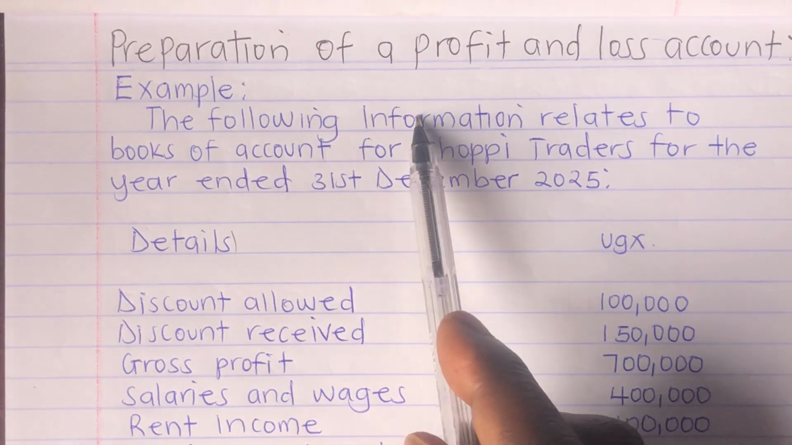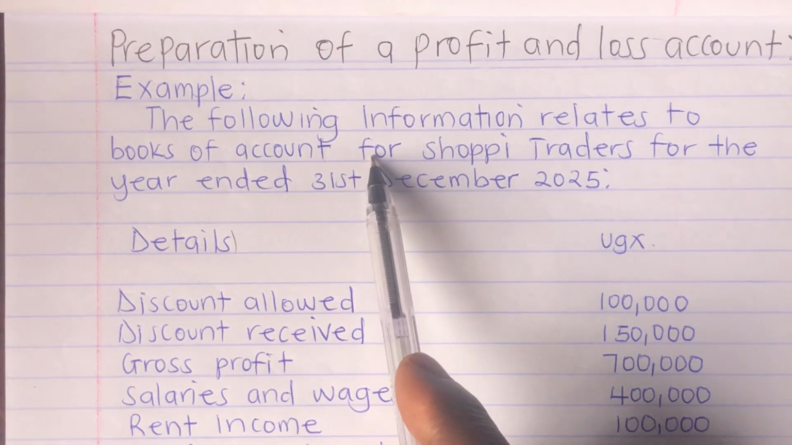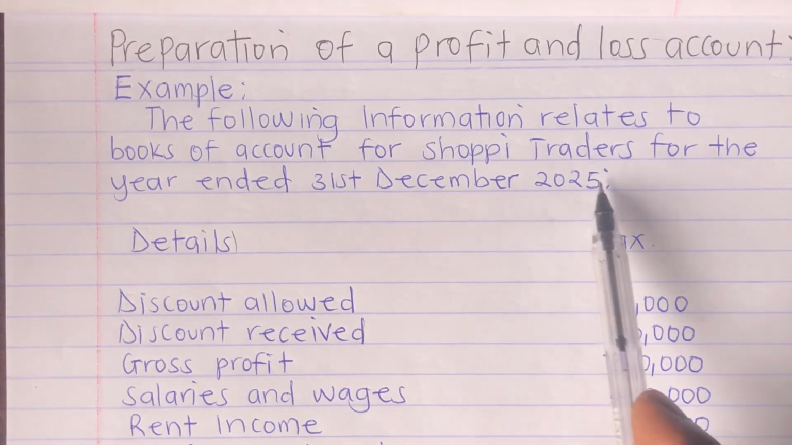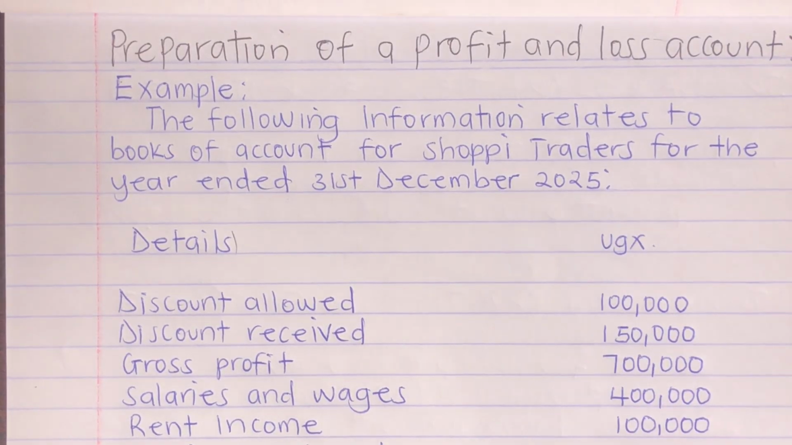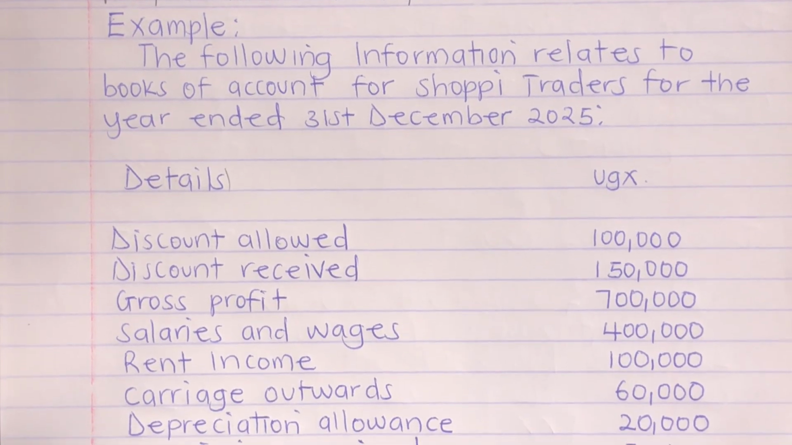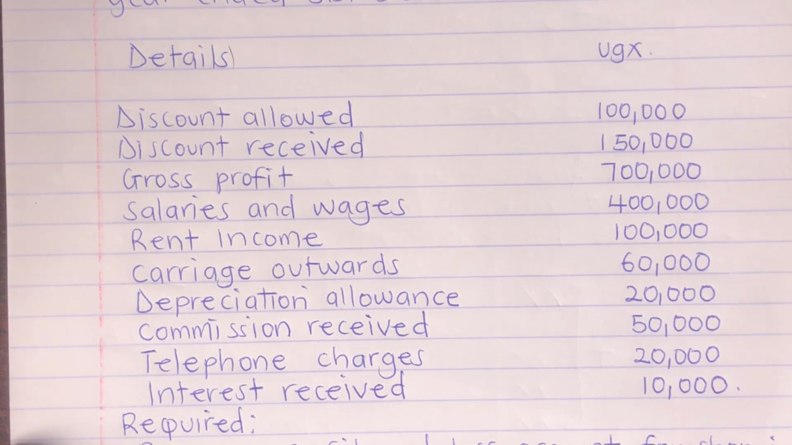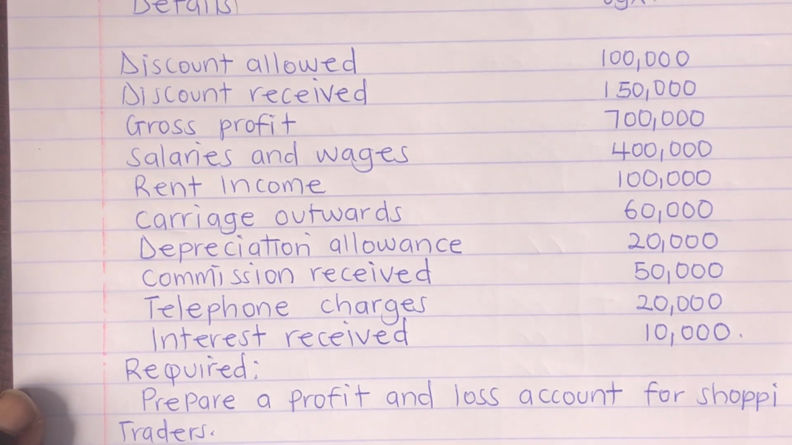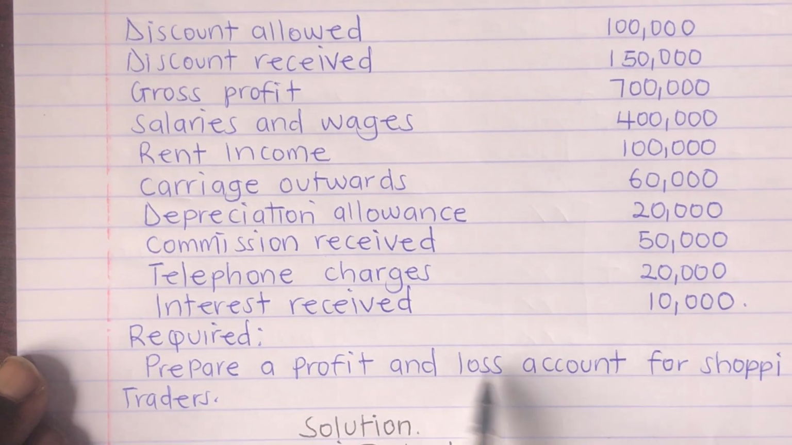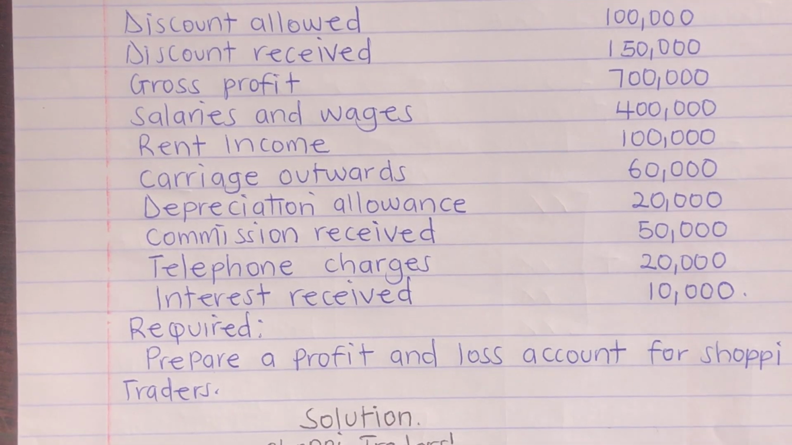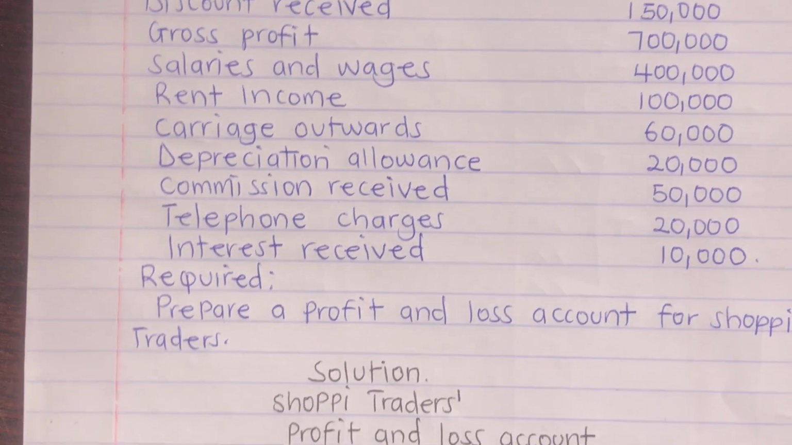The following information relates to the books of Shoppi traders for the year ended 31st December 2025. And these are our details. So our question is, required is: prepare a profit and loss account for Shoppi traders. I said it in the format, and here I re-echo it again.